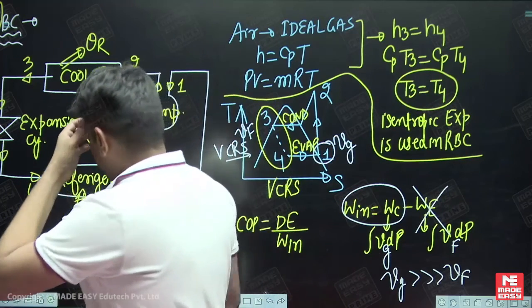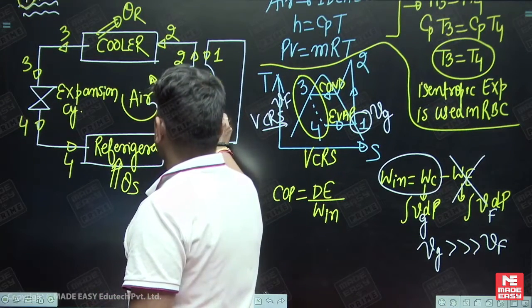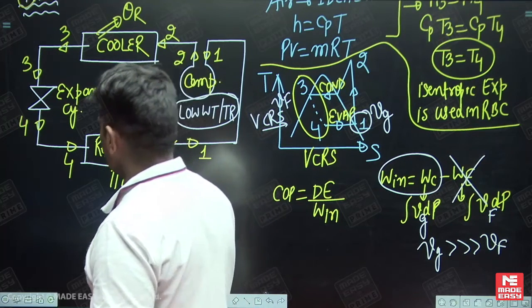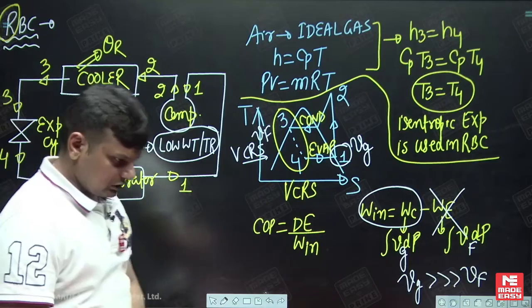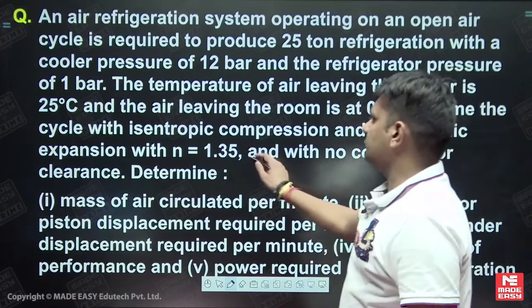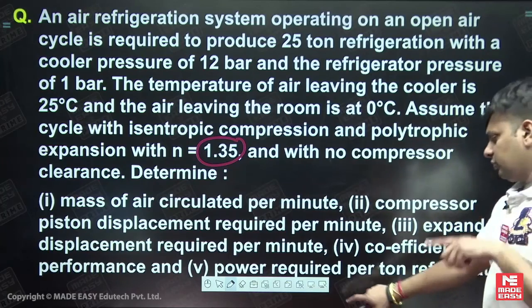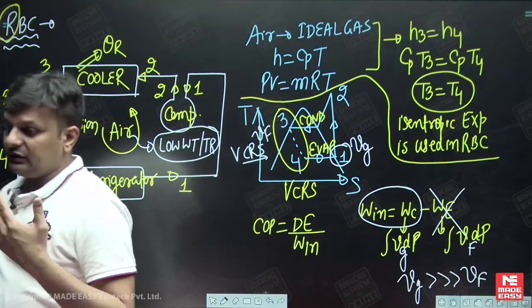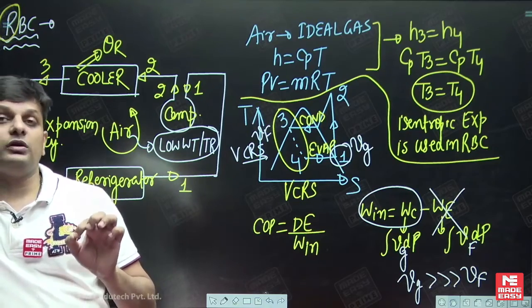Next, why are we using only air as a working fluid? Because of low weight per ton of refrigeration. Now, why have I included this question? Because the most important thing here is that isentropic expansion is not given; it is polytropic. I have observed many times that students solve the question in a hurry and miss this important word, that in this case isentropic is not given.